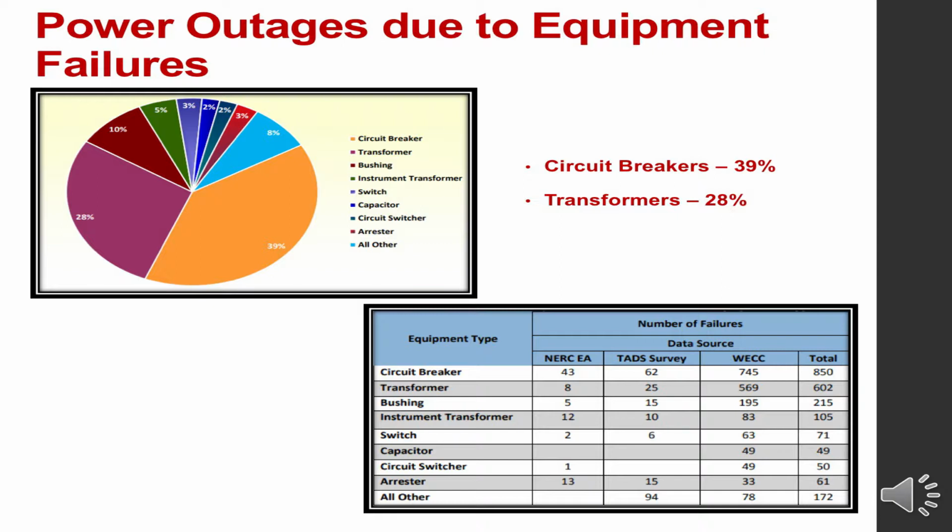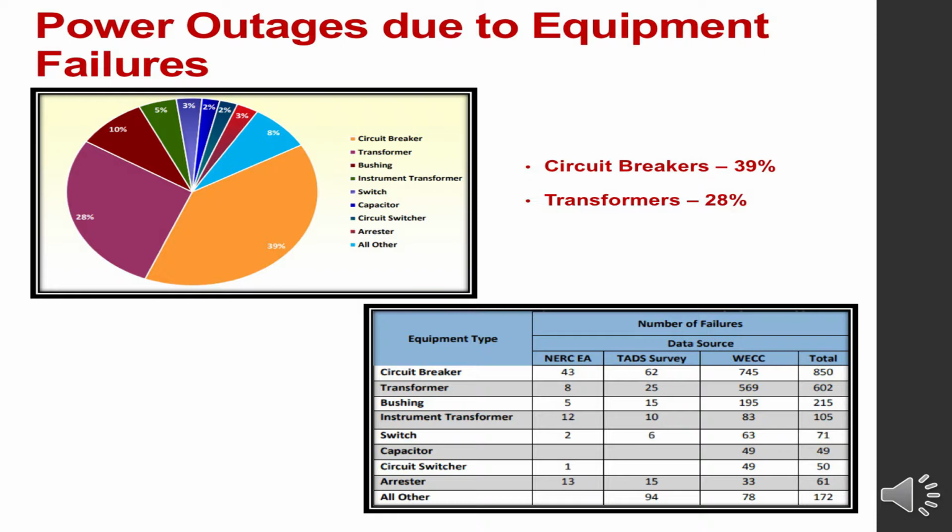And also, as you can see, the information sources are from multiple bodies. So one is NERC, which is the North American Electric Reliability Corporation, and TADS, which is the Transmission Availability Data System. And the last one is WECC, which is the Western Electricity Coordinating Council.